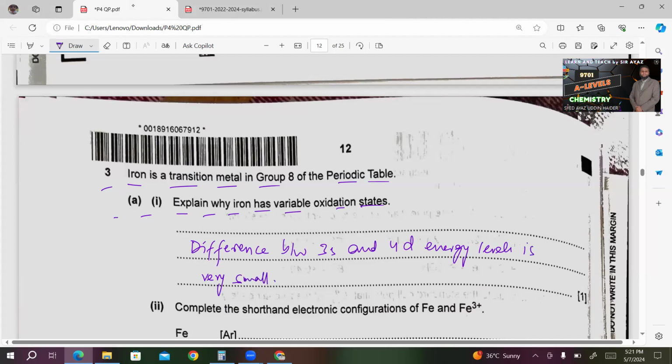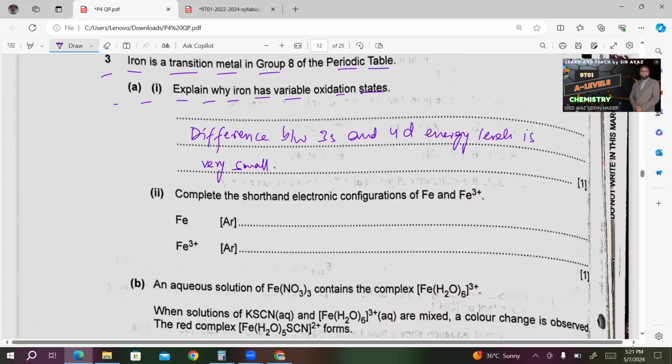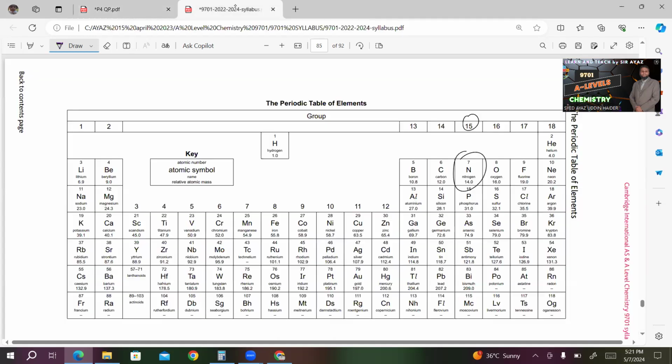So that's why it loses electrons from both the shells. That's why it's having variable oxidation states. Number 2, complete the shorthand electronic configuration of Fe and Fe3+. So Ar is already provided. You know Ar. Where is Ar? Here is Ar. It's 18.